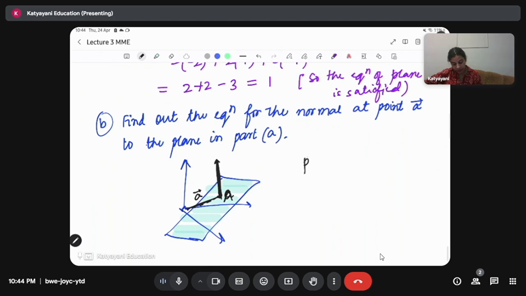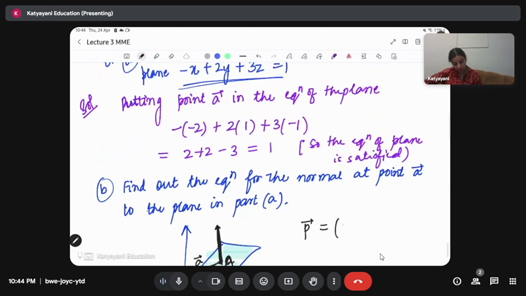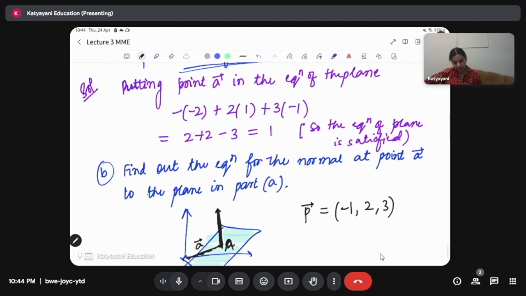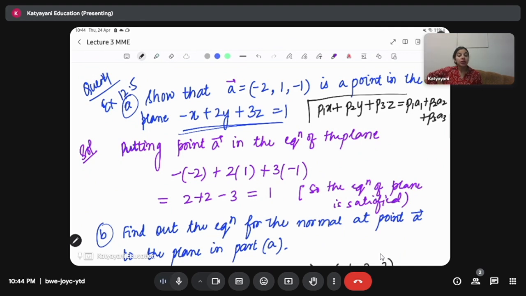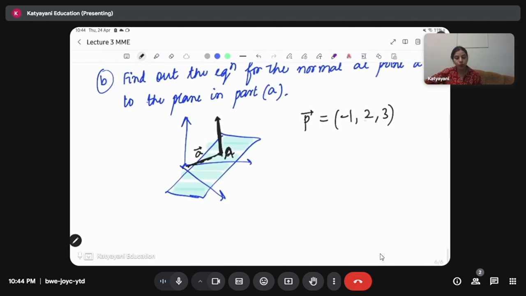So what is the perpendicular vector? Basically our perpendicular vector P in this question is -1, 2 and 3. Is this clear, right? The equation of the plane we saw is p1 x plus p2 y plus p3 z equals p1 a1 plus p2 a2 plus p3 a3, right? If P1, P2, P3 are -1, 2 and 3, and you multiply with A1, A2, A3, you will see that you will get 1 only. So here P1, P2 and P3 in this question are -1, 2 and 3.